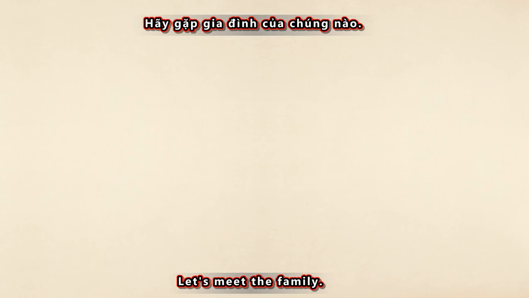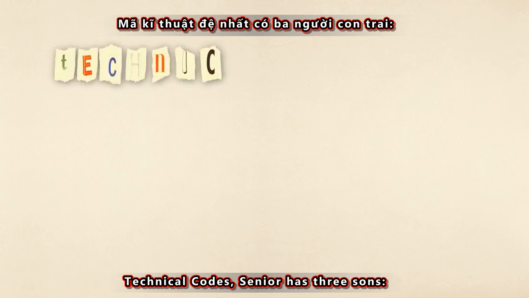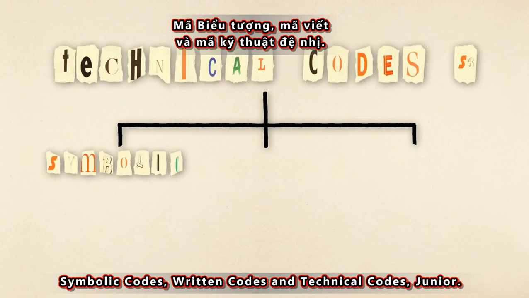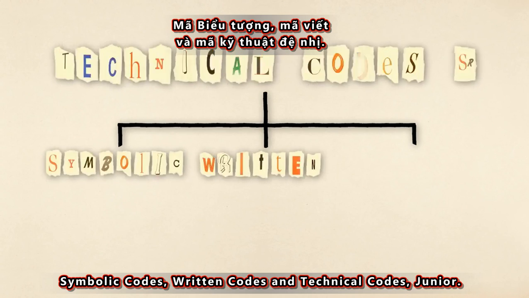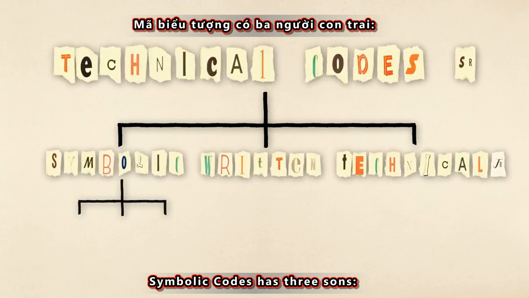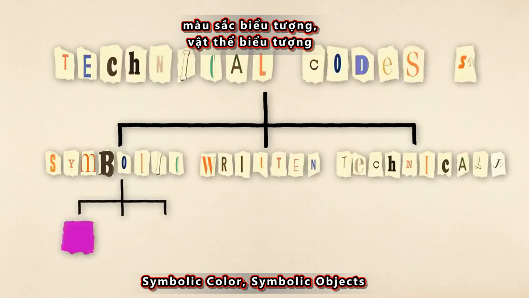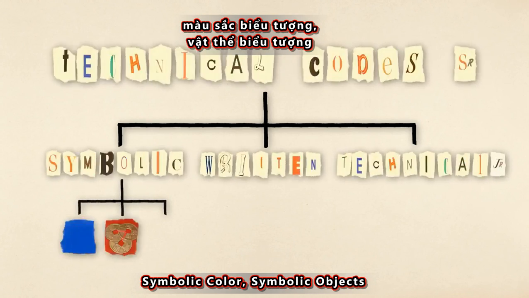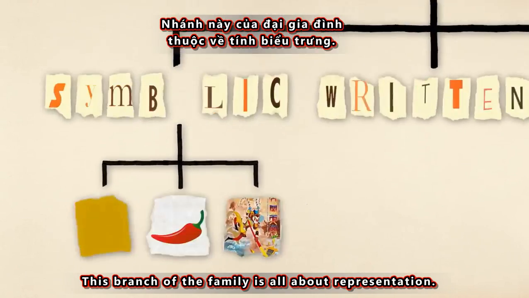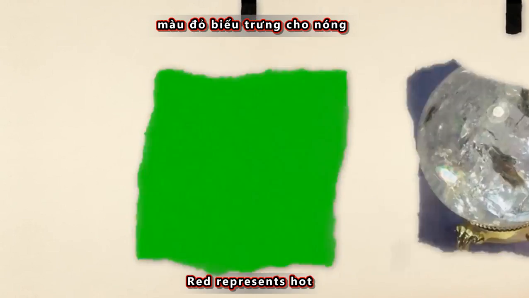Let's meet the family. Technical Codes Senior has 3 sons: Symbolic Codes, Written Codes, and Technical Codes Junior. Symbolic Codes has 3 sons: Symbolic Colour, Symbolic Objects, and Symbolic Animals. This branch of the family is all about representation.